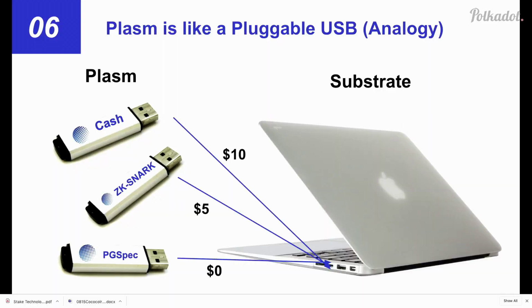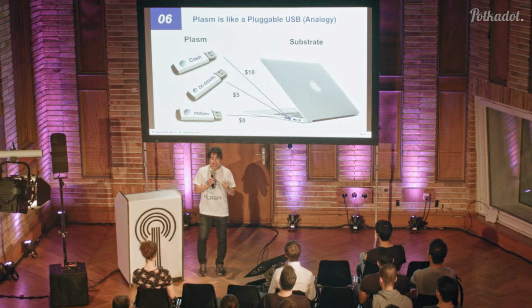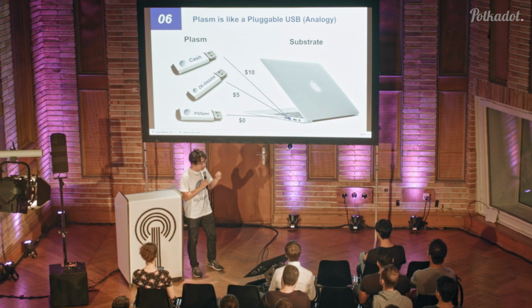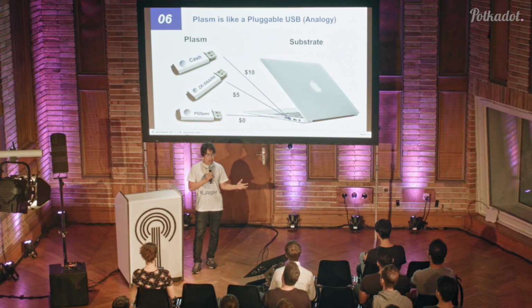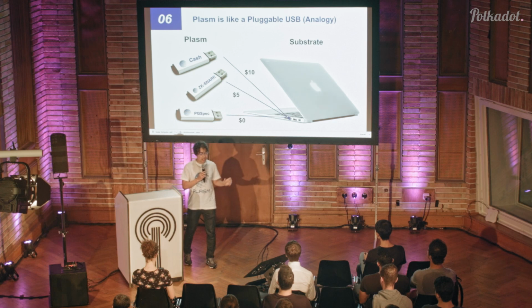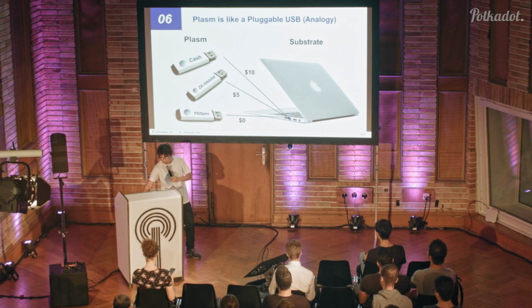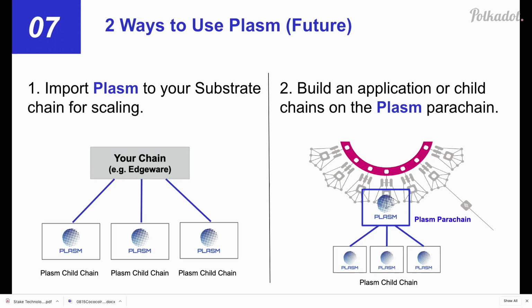It might be difficult to imagine a module, so this is an analogy. We are not selling USB at all, this is only an analogy. You can choose which Plasma to import and customize Substrate. In this sense, Plasma is like a pluggable USB. Currently, and in the future, we have two ways to use Plasm. The first, import Plasm to your Substrate chain and get high scalability. And second, build an application or child chain on the Plasm parachain.